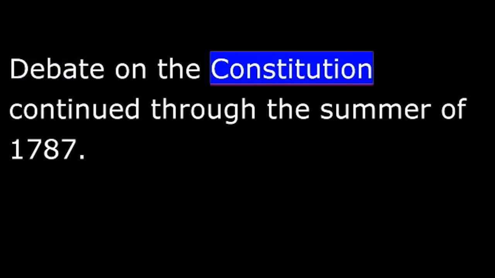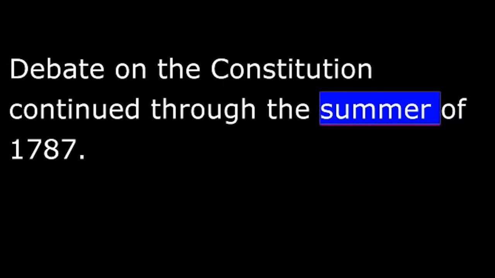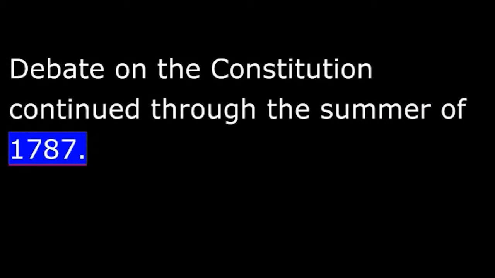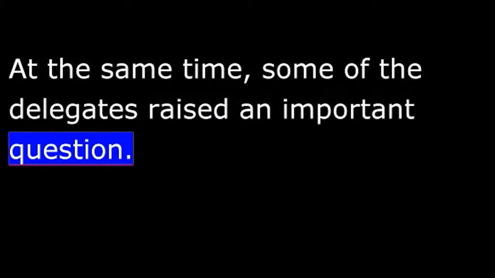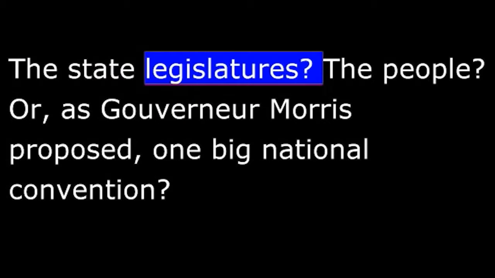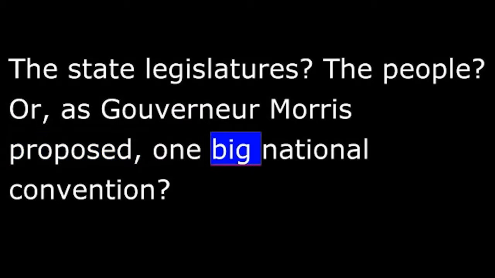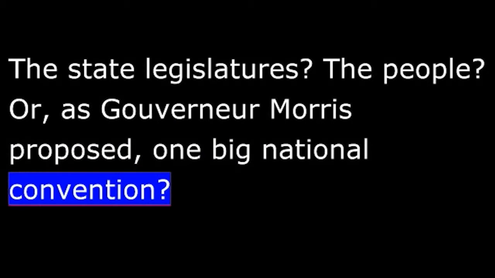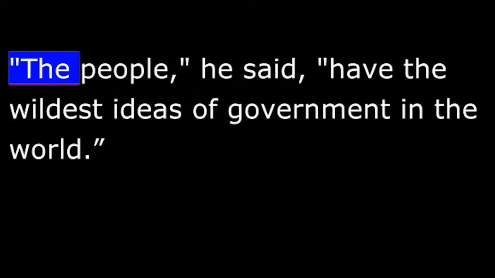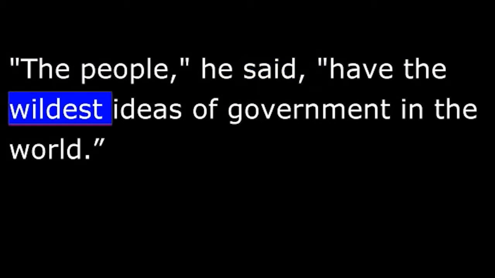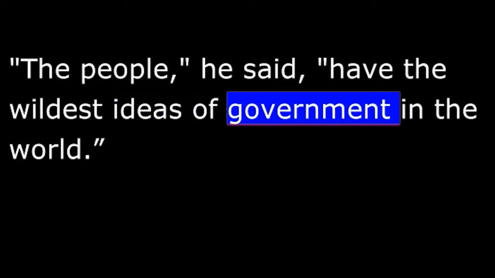Debate on the Constitution continued through the summer of 1787. At the same time, some of the delegates raised an important question. Once the document was written, who would approve it? The state legislatures? The people? Or, as Gouverneur Morris proposed, one big national convention? Elbridge Gerry opposed giving that power to the people. The people, he said, have the wildest ideas of government in the world.